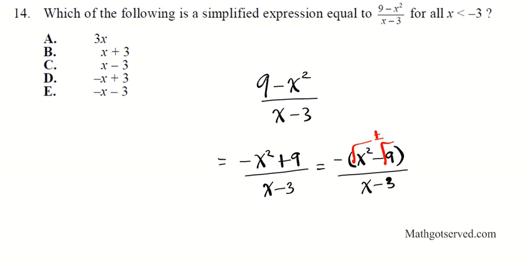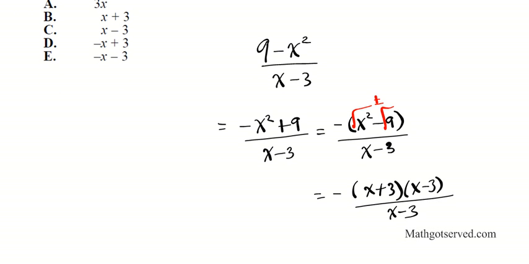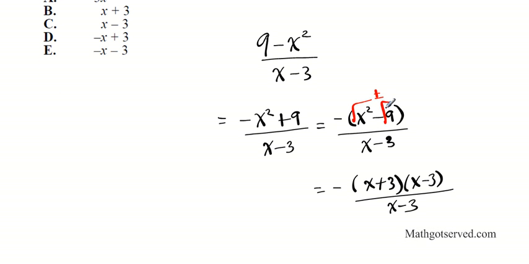Okay? So I'm going to have negative x plus 3 times x minus 3, and divide the whole thing by x minus 3. Okay? So that's just applying the difference of squares formula that I wrote up there to the numerator, and you have this. Now you just cancel, common factor this and this reduce. So your final answer is negative quantity x plus 3.